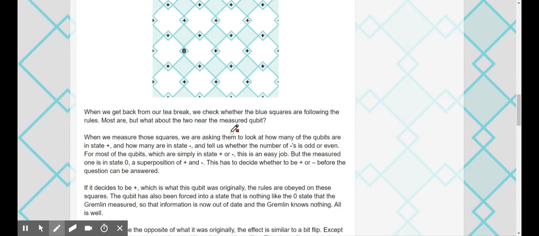When we get back from our tea break, we can check whether the blue squares are following the rules. Most are, but what about the two near the measured qubit?